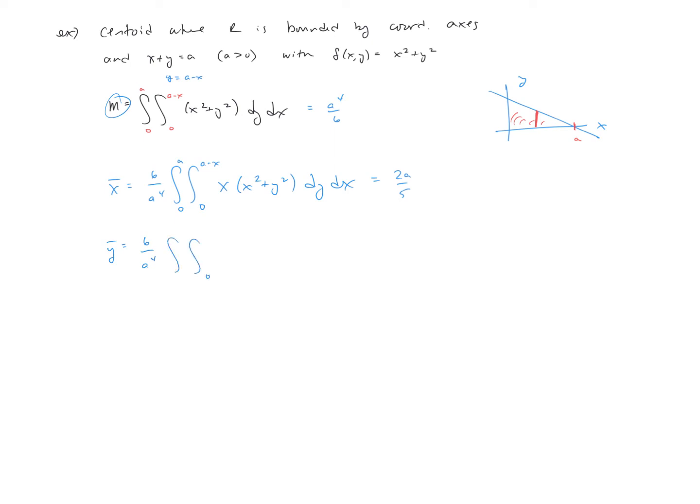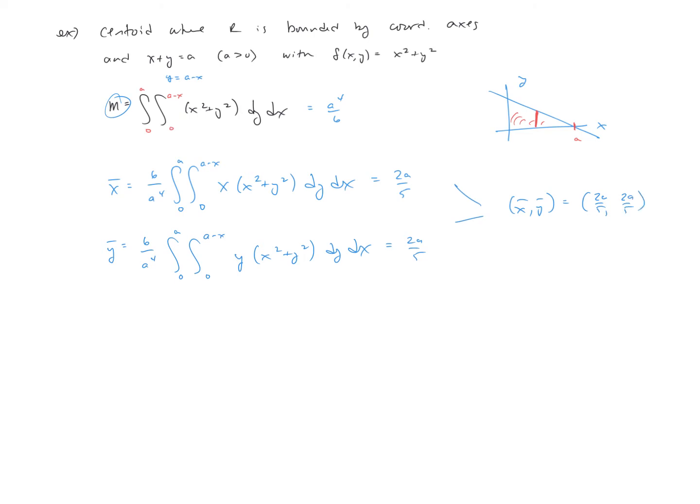Double integral. Bounds stay the same, so just go ahead and drop those in if you need to. We have a y, since this is a y bar, x squared plus y squared dy dx. And that one would give us 2a over 5 as well. So, putting these together, the x bar y bar would be 2a over 5 and 2a over 5.